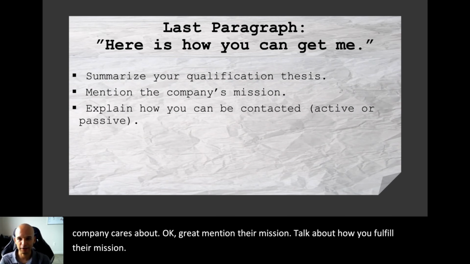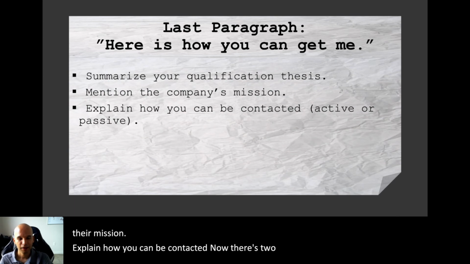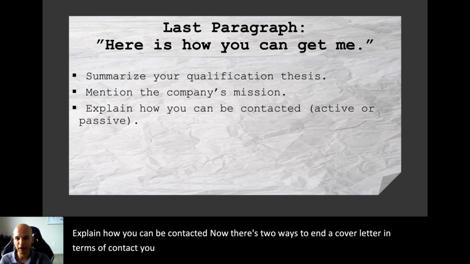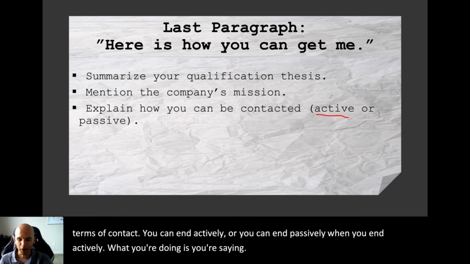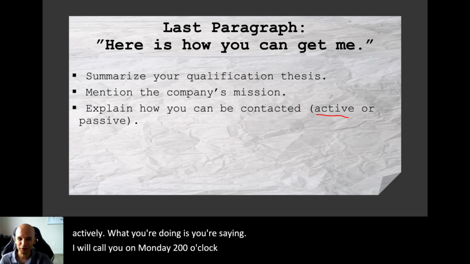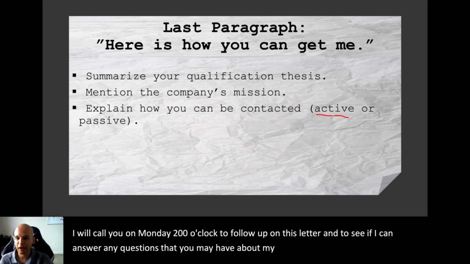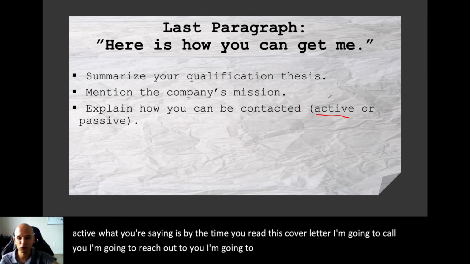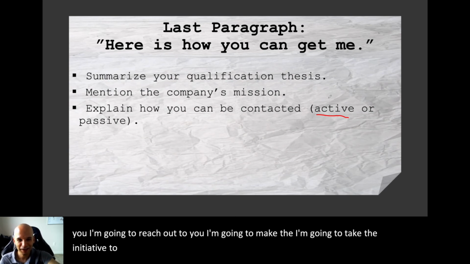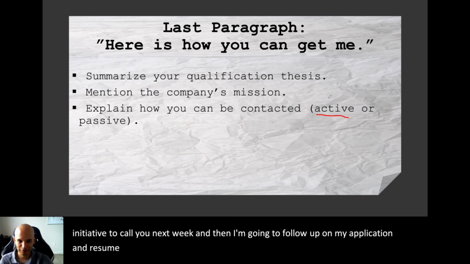Explain how you can be contacted. Now, there are two ways to end a cover letter in terms of contact. You can end actively or you can end passively. When you end actively, you're saying, I will call you on Monday at 2 o'clock to follow up on this letter and to see if I can answer any questions that you may have about my candidacy. So when you end active, what you're saying is, by the time you read this cover letter, I'm going to reach out to you. I'm going to take the initiative to call you next week, and then I'm going to follow up on my application and resume. Okay? That's the active close.